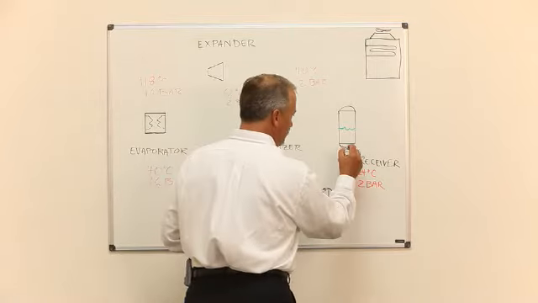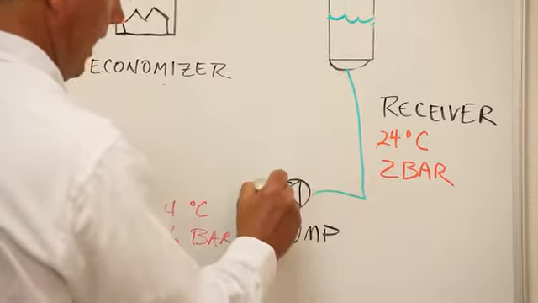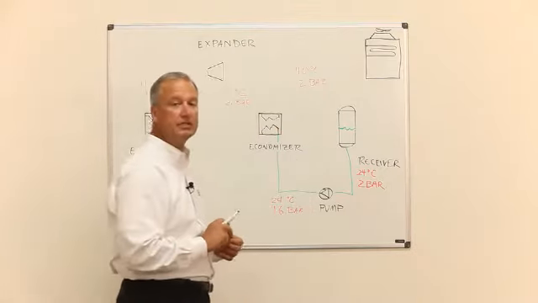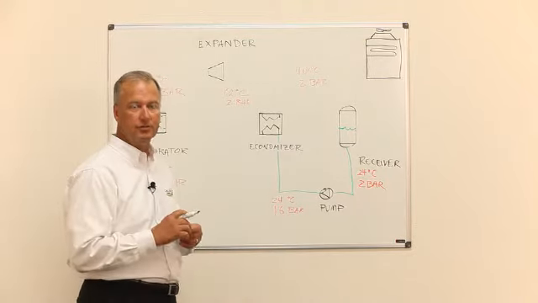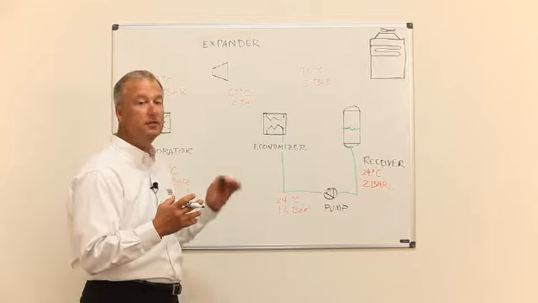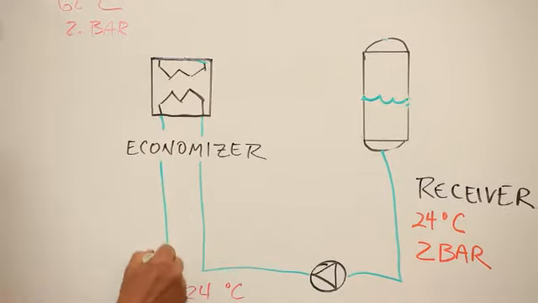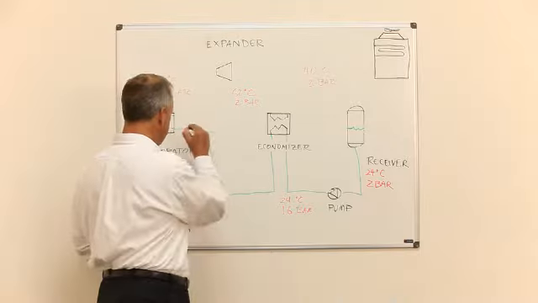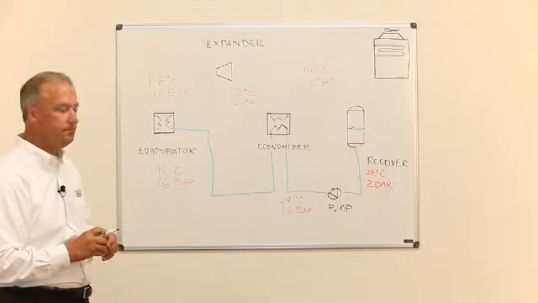We take this low pressure liquid refrigerant and we run it through a high pressure pump, and we pump it up to 16 bar. We run it through an economizer to collect some heat in our process. I'll come back to that. What comes out of the economizer is now warmed high pressure liquid, 40 degrees C, and it's still at 16 bar.